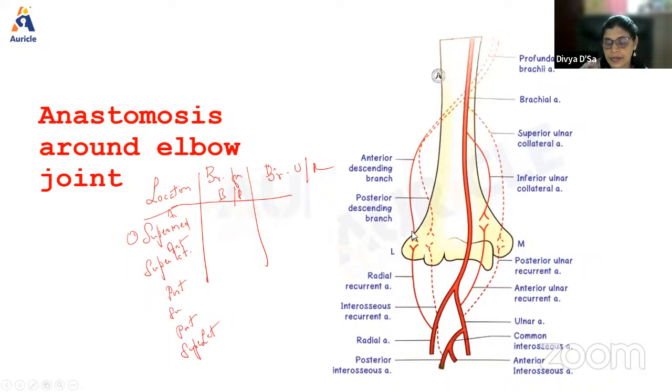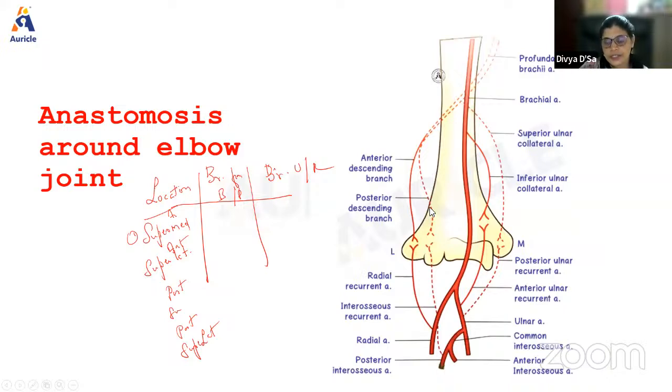Anterolaterally, we have the anterior descending branch of profunda brachii and the radial recurrent artery from the radial. They will anastomose. Posteriorly, it is from the posterior ulnar recurrent and the superior ulnar collateral artery. They form behind.